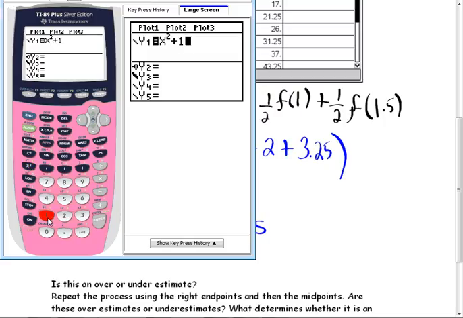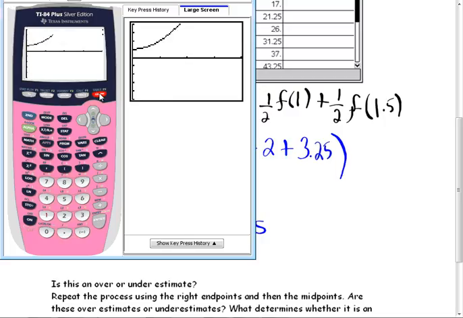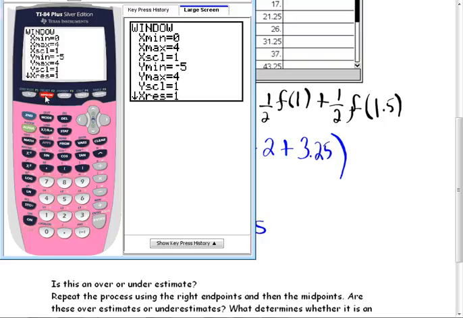I don't know how to get it back to the old way, but anyway. We could graph it. Now, I don't have the right window. So I want to go from what, 0 to 2? So I'm going to do window 0, and I'm going to go to 2.